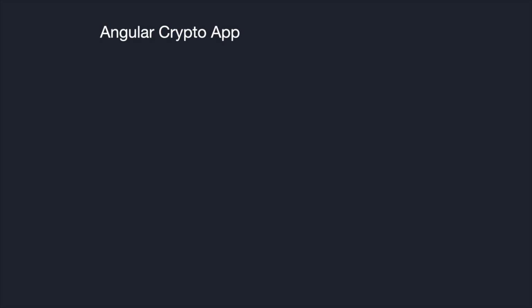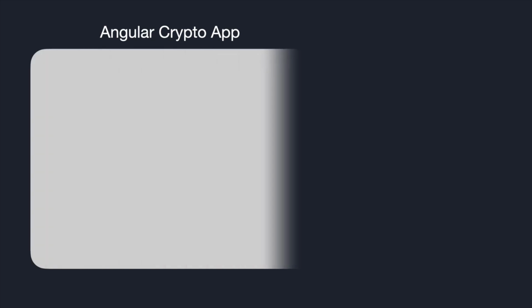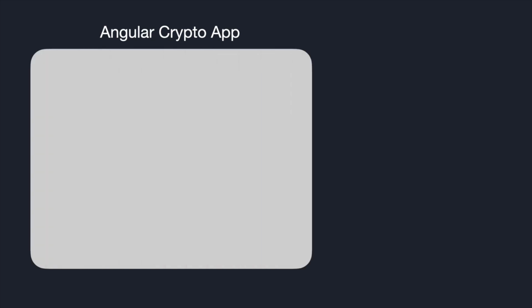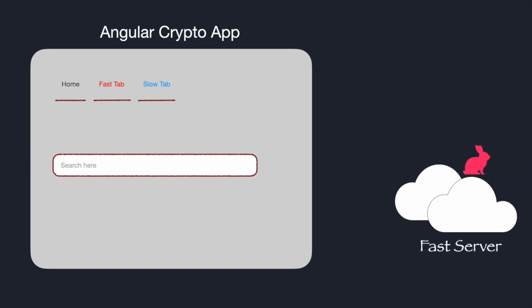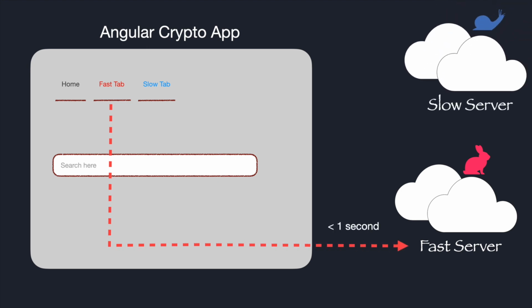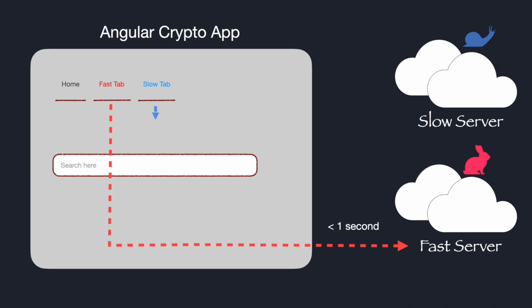We're creating a crypto application in Angular. Customers use pay-as-you-go to search for crypto prices. The application has two-tier pricing. The fast API will take less than 1 second to return the search result. It is the more expensive option. The slow API will take more than 10 seconds to return the search result. It is the cheaper option.